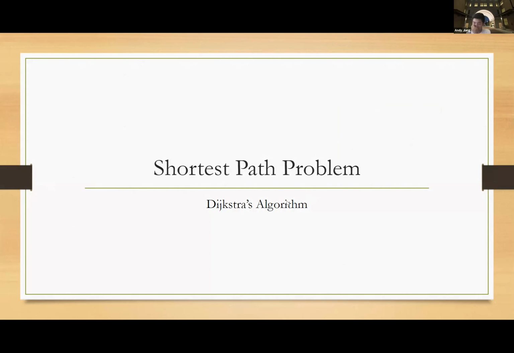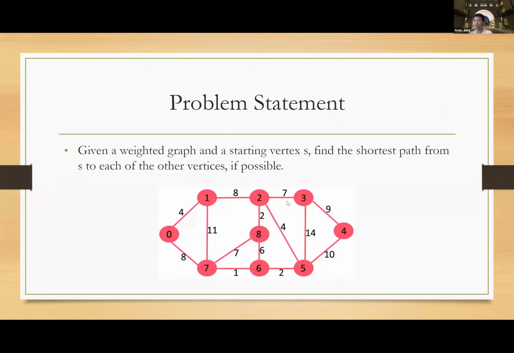And we use Dijkstra's algorithm. So the problem statement is: given a weighted graph where edges have weights or costs, and you're given a starting vertex, let's say 0, find the shortest path from the starting vertex to all the other vertices. So this is the famous example on Geeks for Geeks. You might have seen this diagram before, but 0 would be our starting vertex, and these edges all have weights on them.